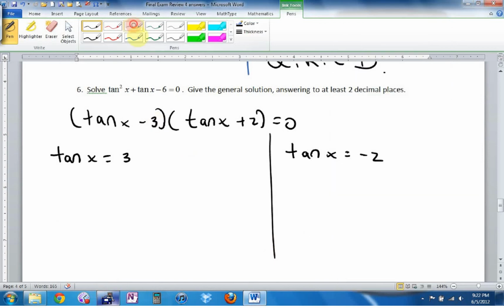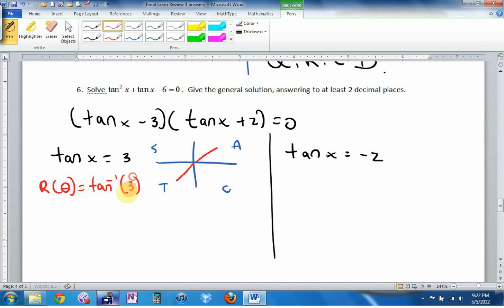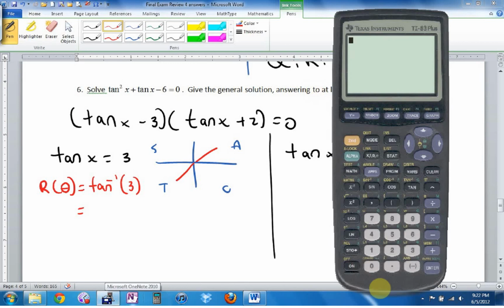Here, I'll do a quick sketch. Tangent is positive, so I know that my angle is in these 2 quadrants. To find the reference angle, it's going to be the inverse tan of 3. I'll go to 3 decimal places just to be safe. Inverse tan of 3, I get 1.249. That looks good.